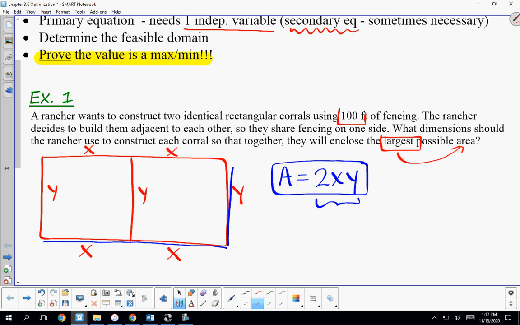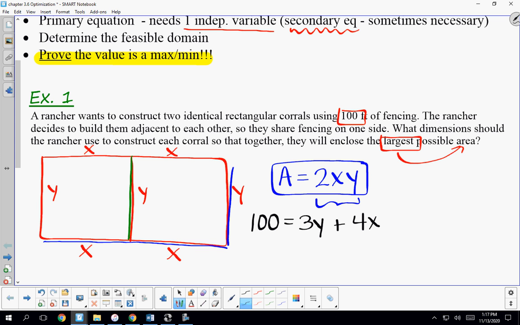We do know that we have 100 feet of fencing. So that's kind of like perimeter of each corral. But just remember, this fence down the middle is shared. So we're only using that once. So my equation says we're going to take 100 feet of fencing, and that has to cover 3 y's, and it has to cover 4 x's. You can see that from the picture.